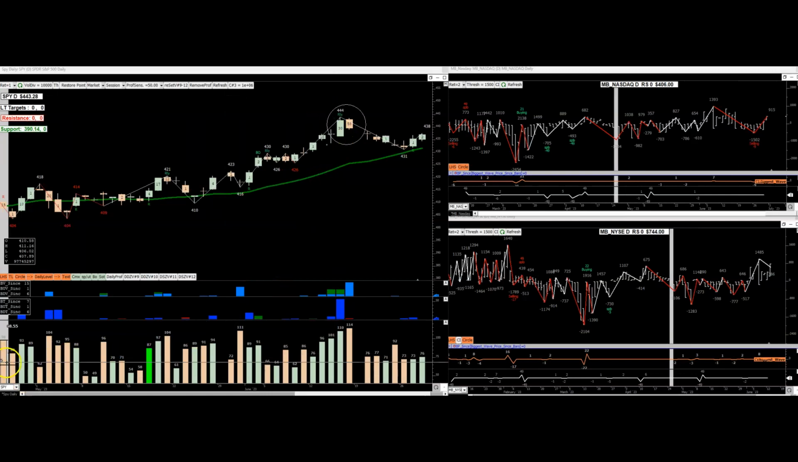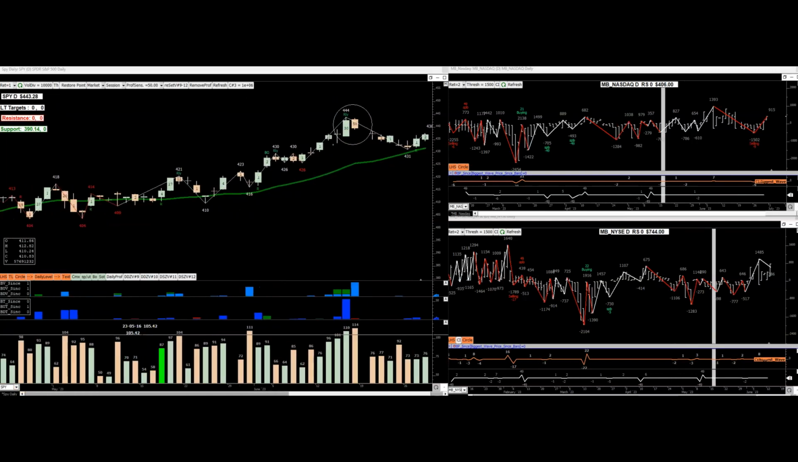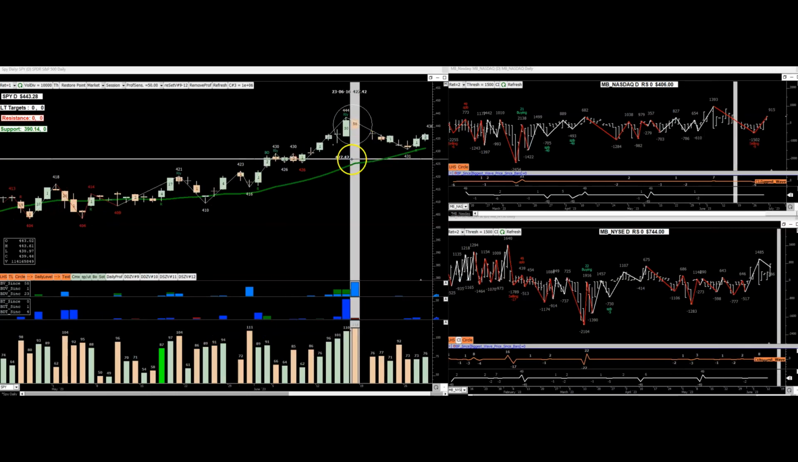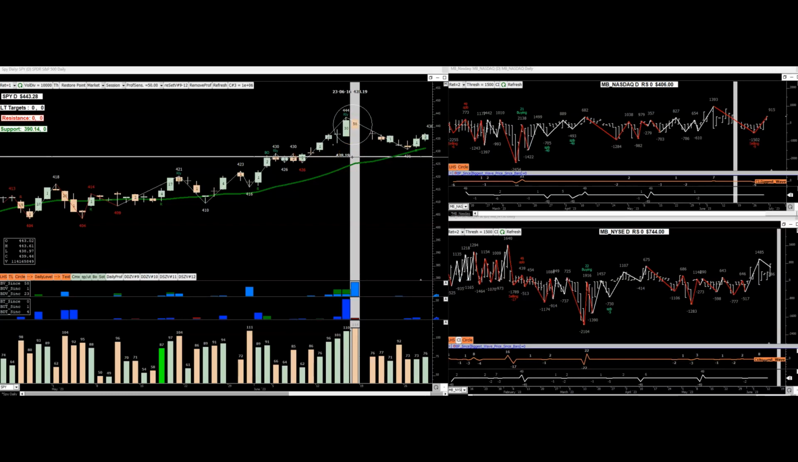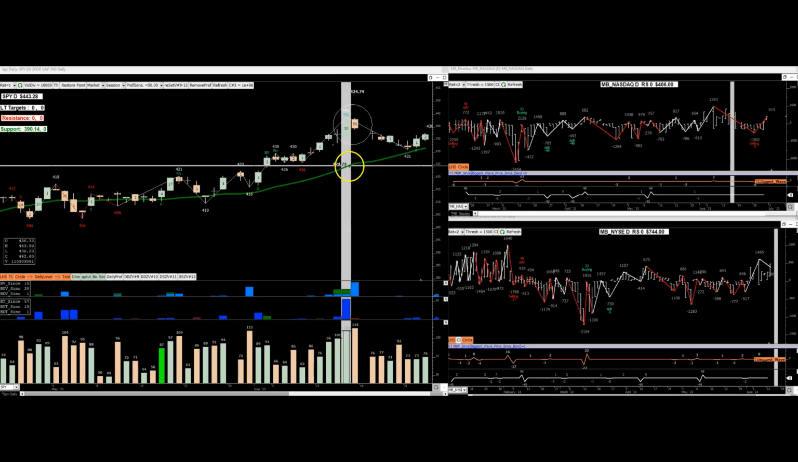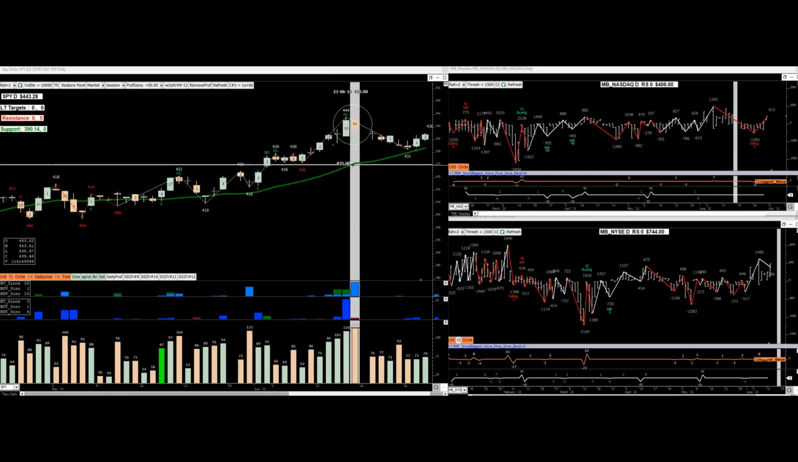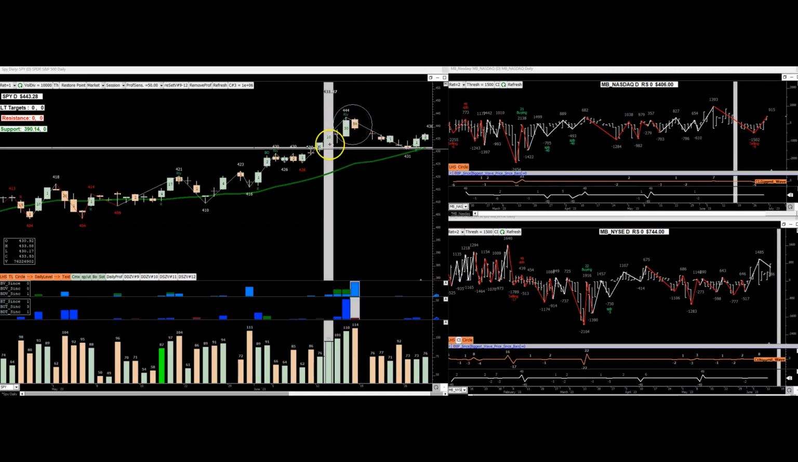I think it's 30. Can't find what I did. Oh no, right there. Okay, so that's the biggest in 30 up bars. And here is the biggest in 58 total bars. So this is the biggest volume in 30 green candles, and this is the biggest volume in 58 green as well as red candles combined. So basically the biggest volume in 58 candles.